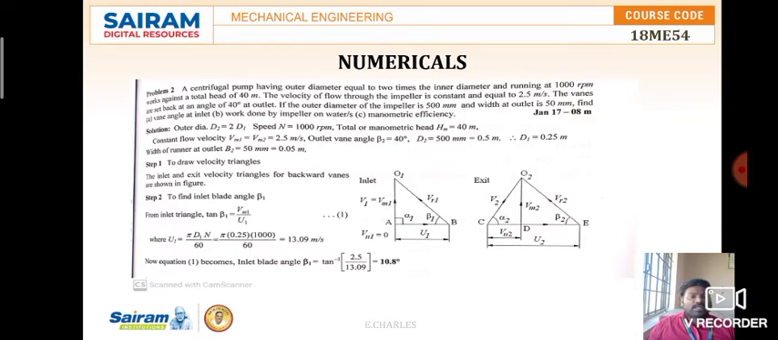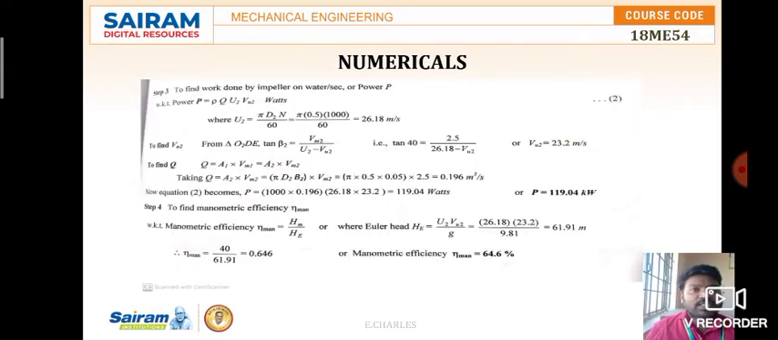Obviously then tan beta 1 is equal to Vf1 by U1. In this, U1 can be found out with the help of the formula pi D1 N by 60. So U1 is 13.09 meters per second. So with this, tan beta 1 is equal to Vf1 or Vm1 by U1. So beta 1 is equal to 10.8 degrees. Next we have to find out the power.